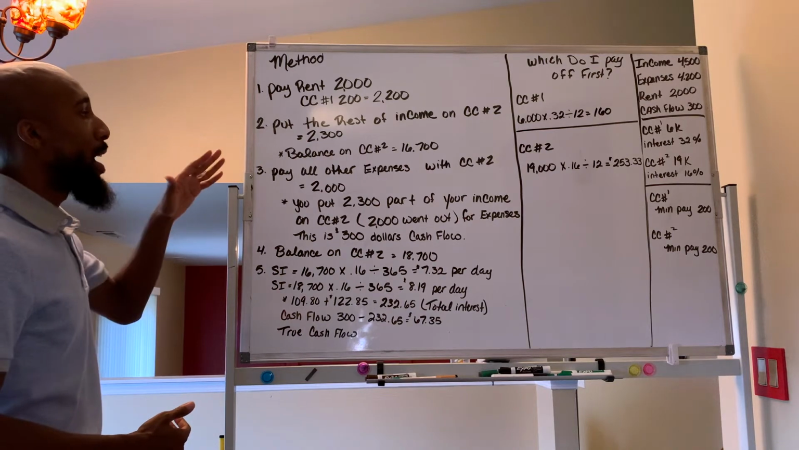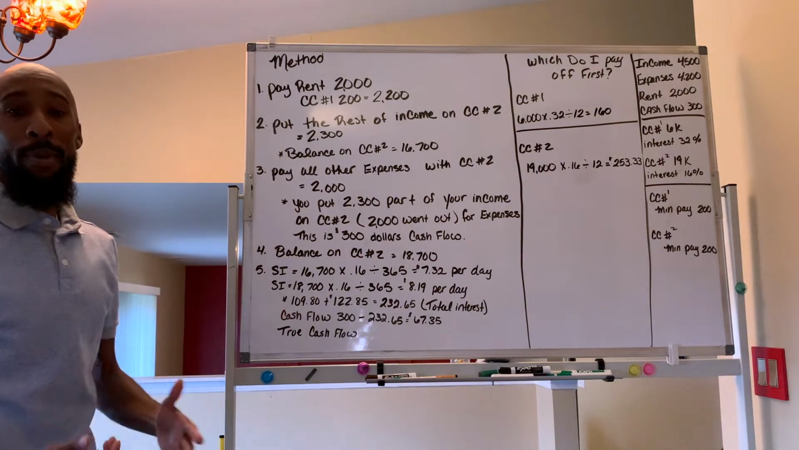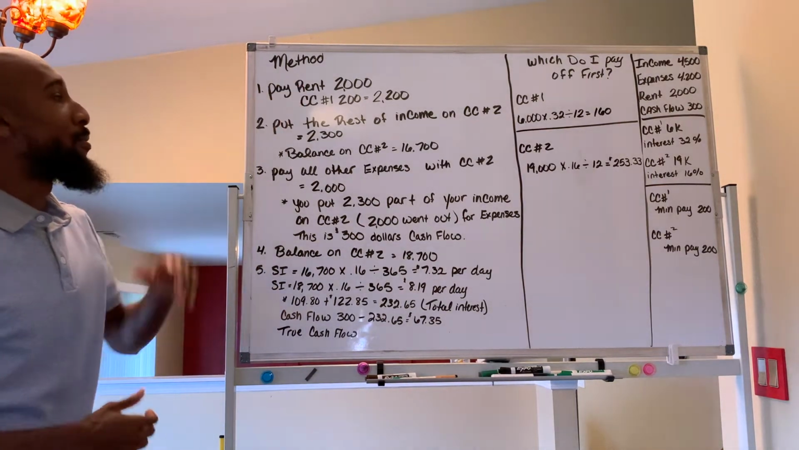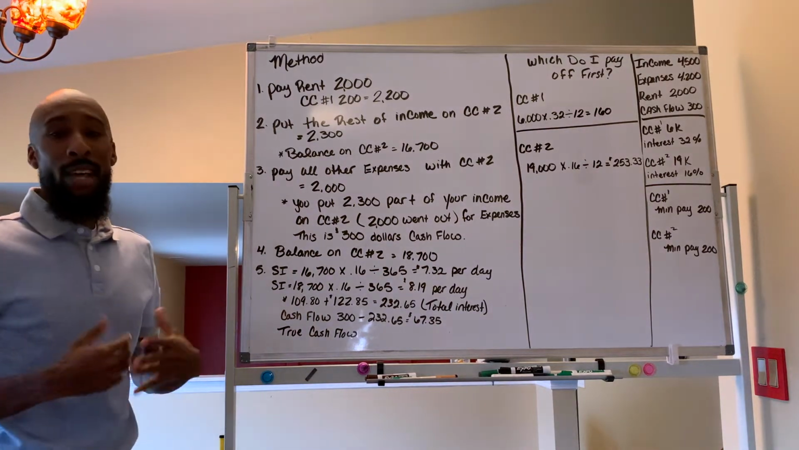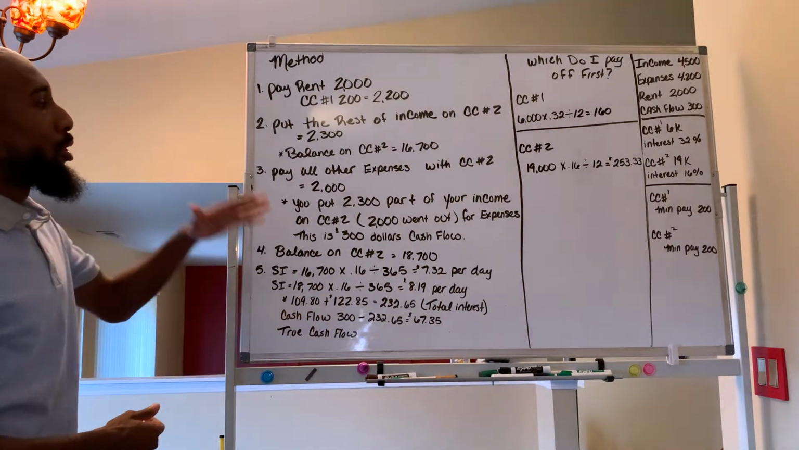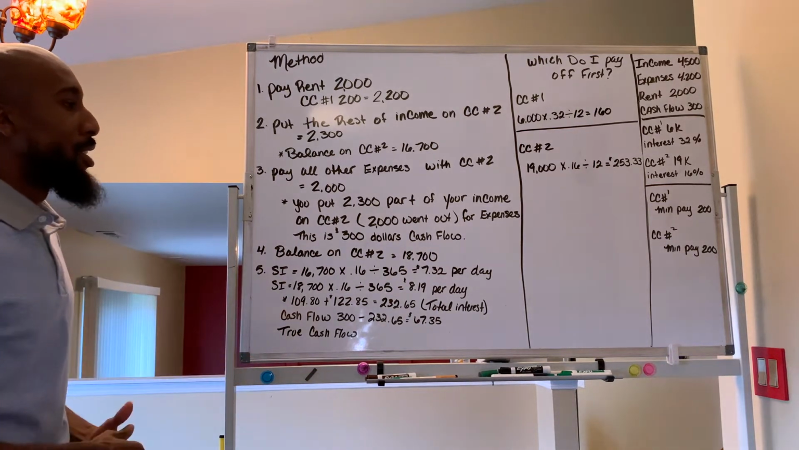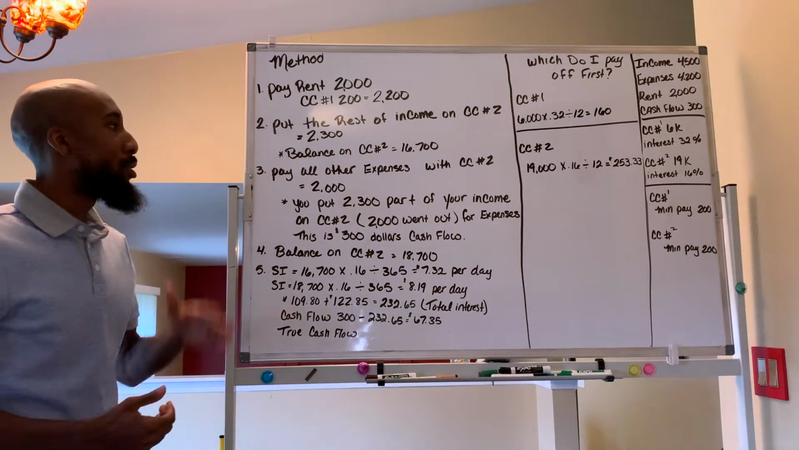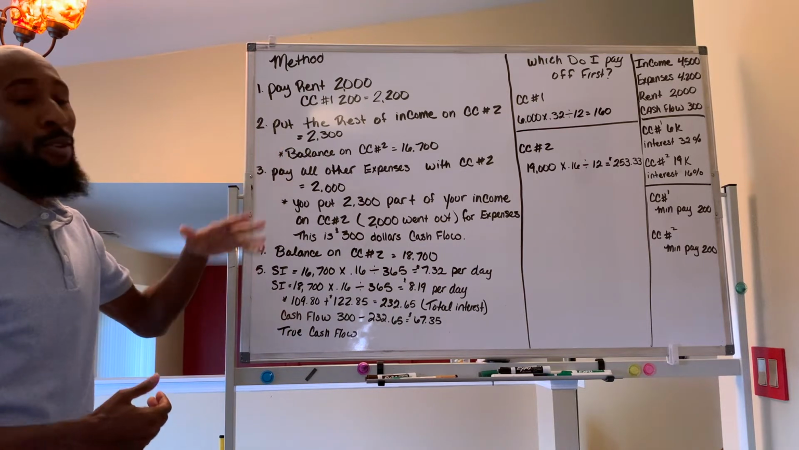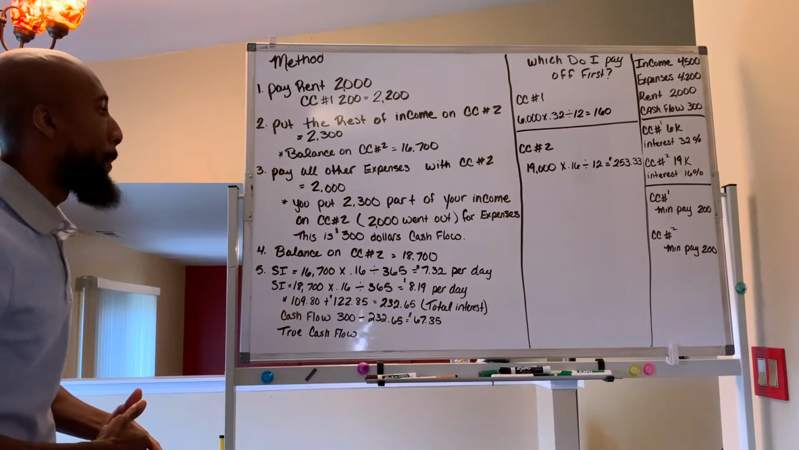So that'll be $2,300 because remember, our income is $4,500 for the month. So that means the balance on credit card number 2 is going to be $16,700 because we're putting that $2,300 on there. Remember, it was $19,000, right?